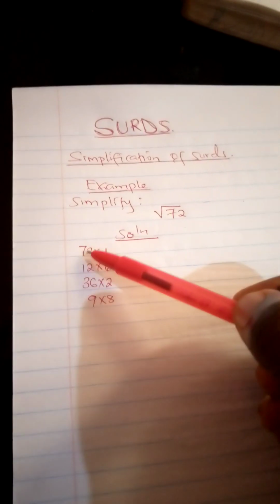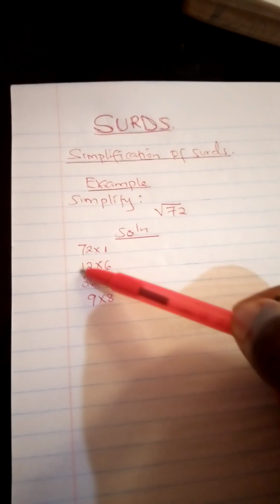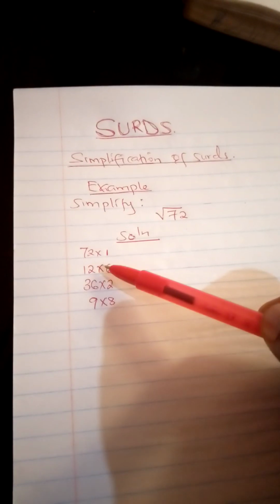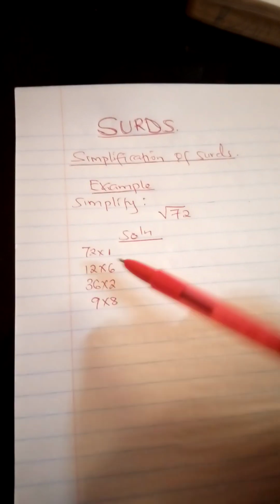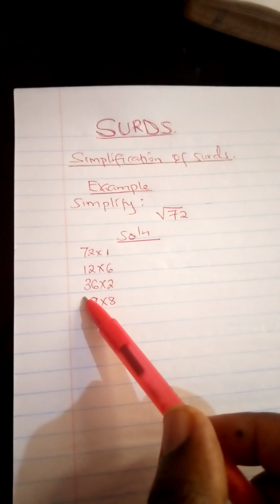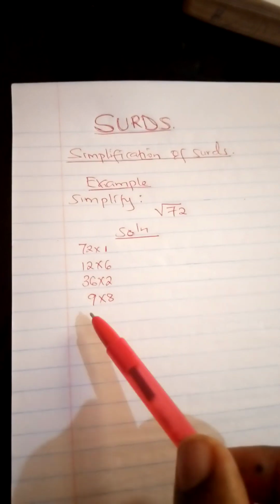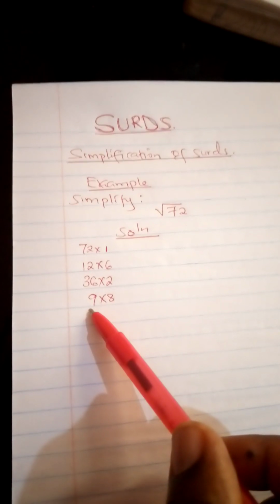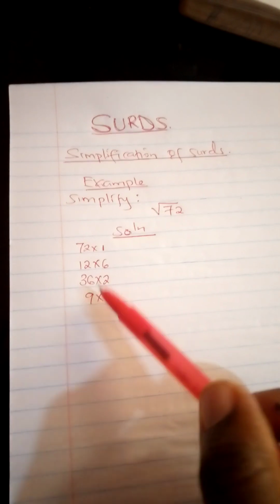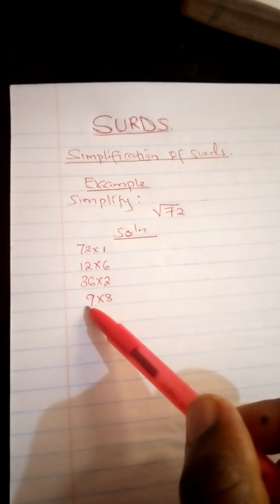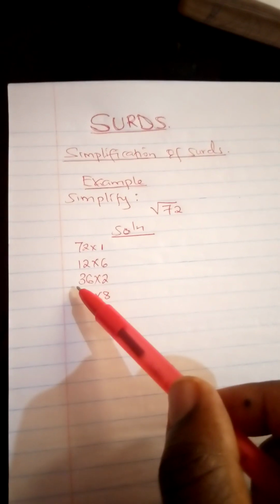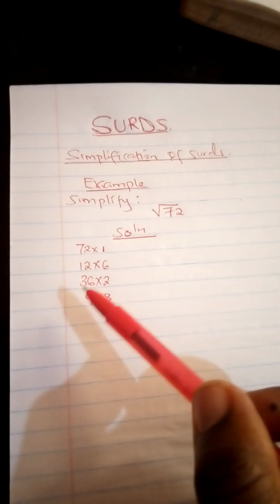So we can't get a square root of 72, we can't get a square root of 12, and we don't have a square root of 6. But we can get a square root of 36, and we can as well get a square root of 9. So between the two pairs, that is 36 times 2 and 9 times 8, we pick the one with the bigger square root number.